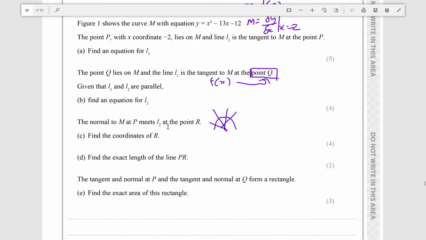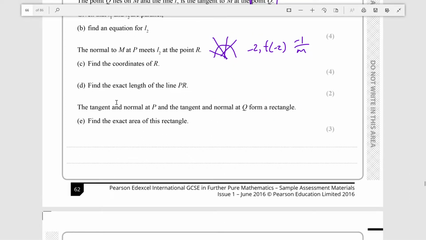So first we need to find the equation of the normal line. We know it already goes through the point -2, f of -2, and we know it'll have gradient -1 over whatever dy dx is for x is negative 2, because it's the normal and it's perpendicular to the tangent. So we need to make this normal line, let's call it n1 since it's normal from the first point. This normal line intersects with L2, and then we find the exact length of line PR.